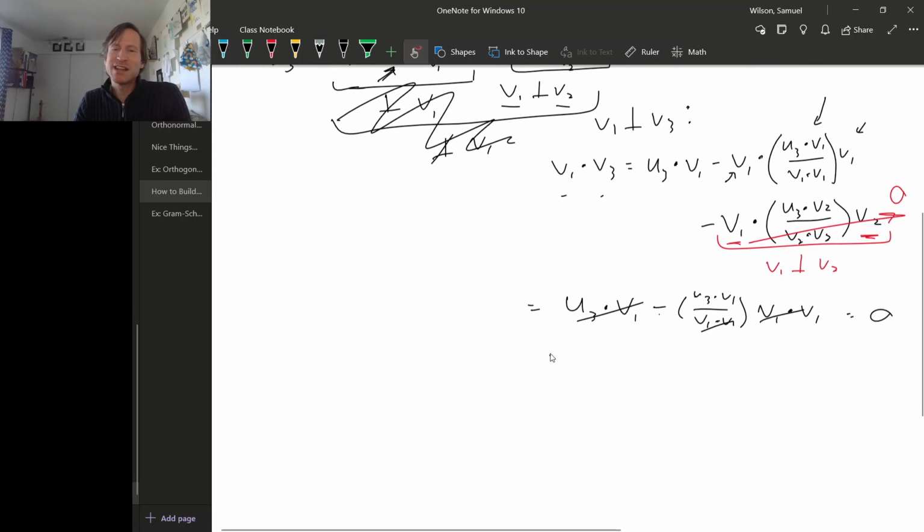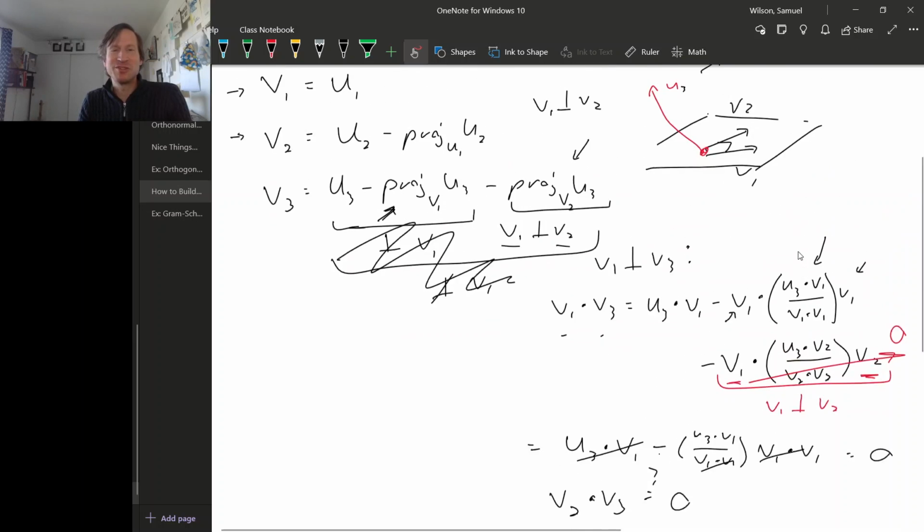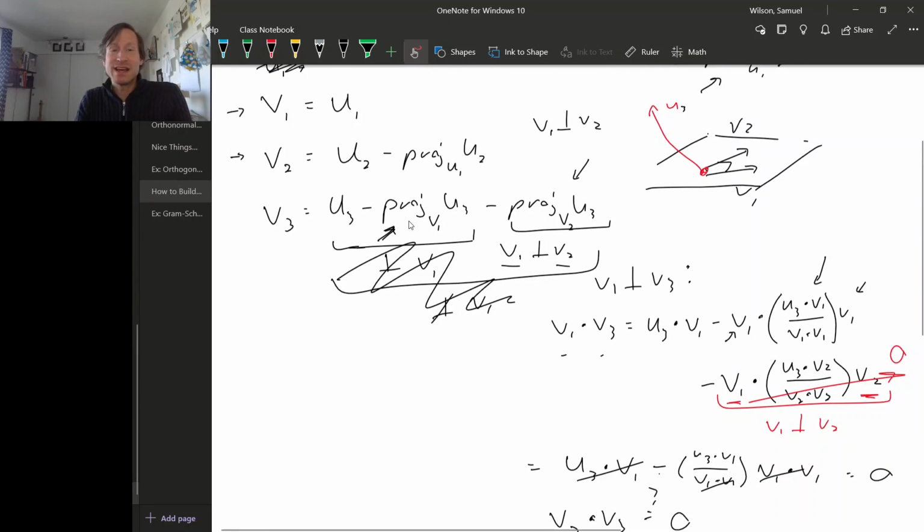We should also check that v2 dotted with v3 is 0. But it's the same kind of calculation, so I won't drag you through it. So that means that these three vectors are all perpendicular to each other. Okay, so now we need to continue on to the fourth.